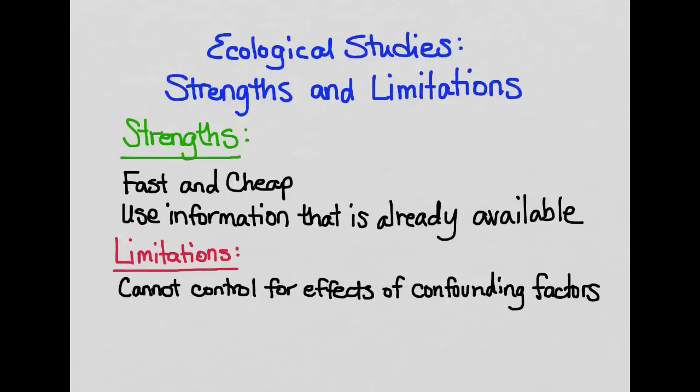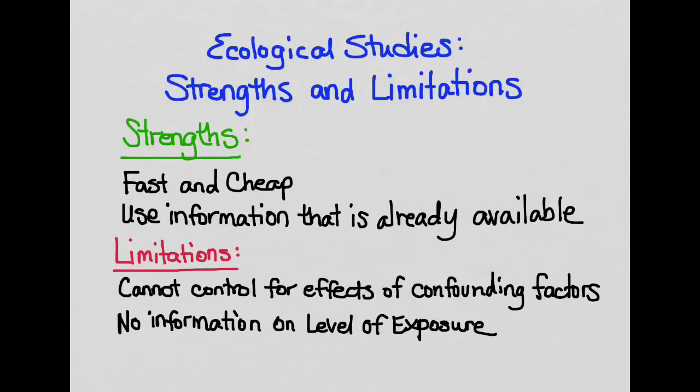Limitations: one is that they can't control for the effects of confounding factors. I'm not going to talk about that now, but we'll get back to it when we talk about confounding. Second, there's no information on the level of exposure. So when you're doing a group study, you just have a group level variable.